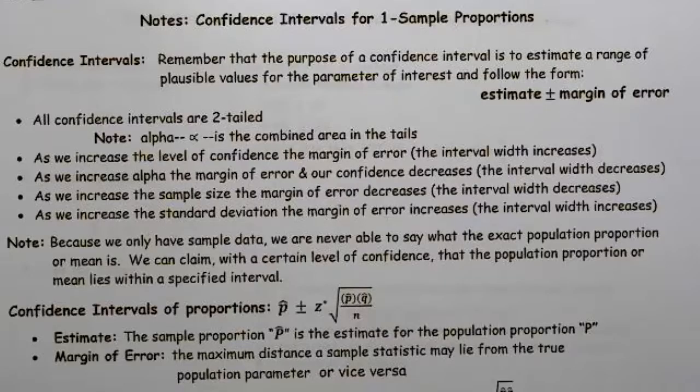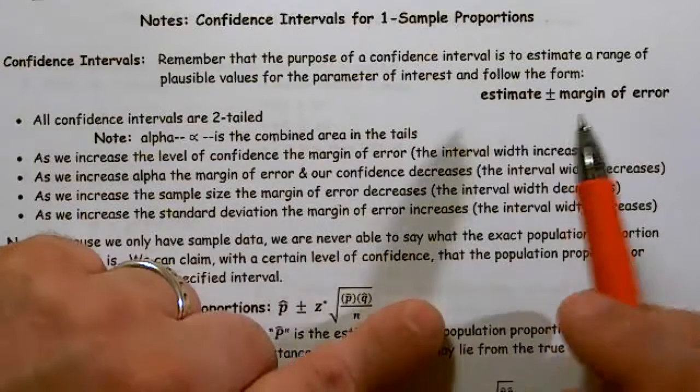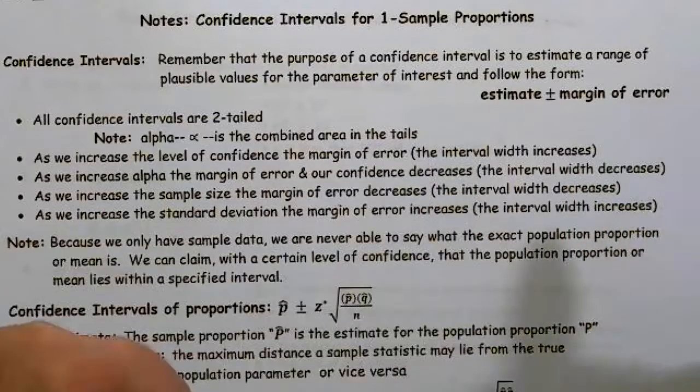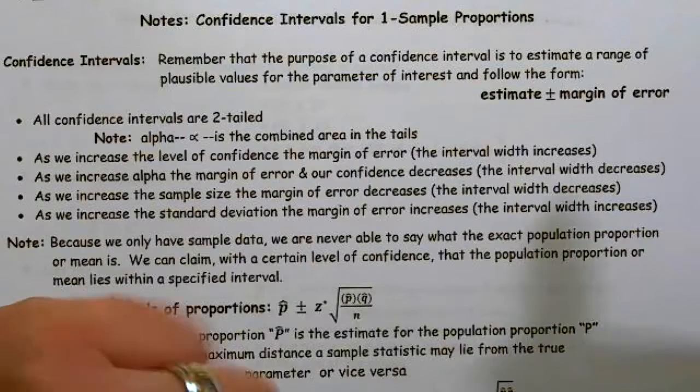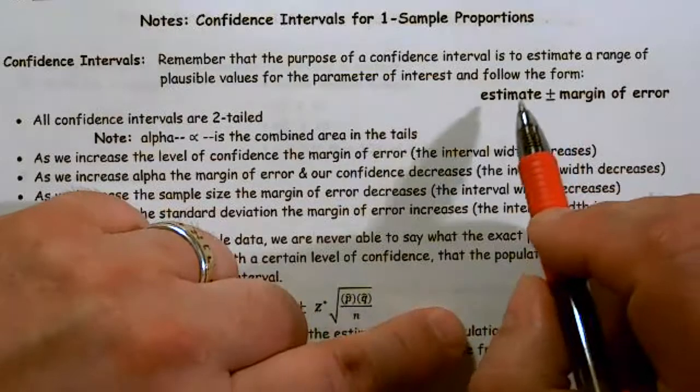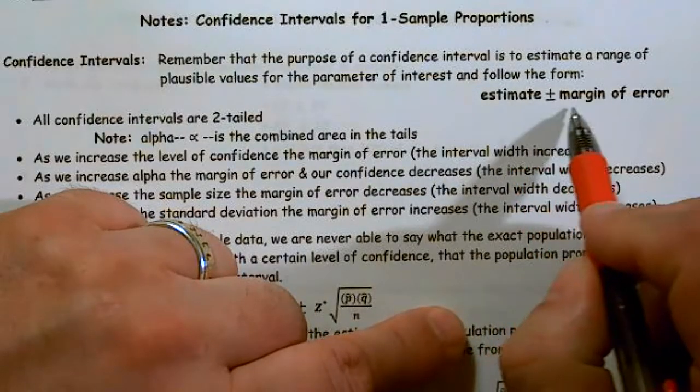All right, this is the second video for one sample proportion. This is specifically on confidence intervals. So remember, a confidence interval just says it's a best guess as to where the true population parameter lies. And we have our estimate plus or minus our margin of error.